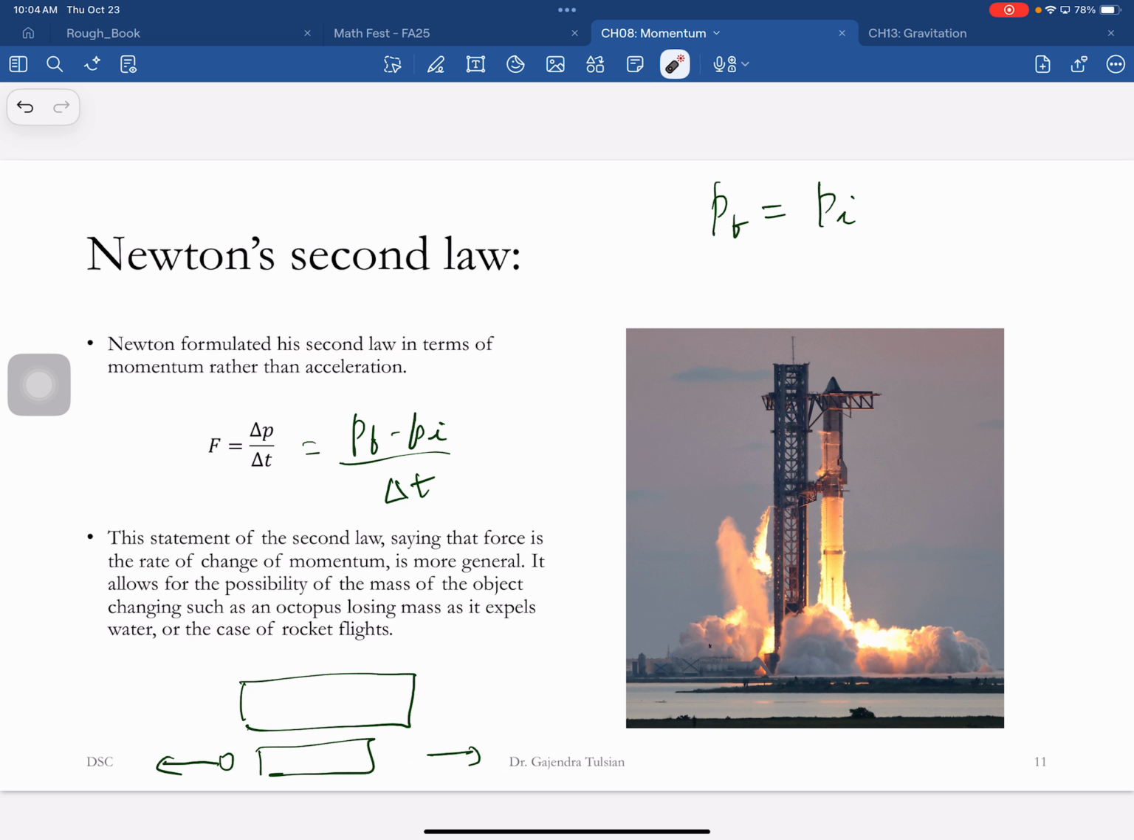And you can imagine doing this. Let's say you're on a frozen lake. If you want to go in this direction, what you have to do is throw physics books in that direction, and you can recoil in the other direction. You've got to use physics books. All right. So that's how rockets work.